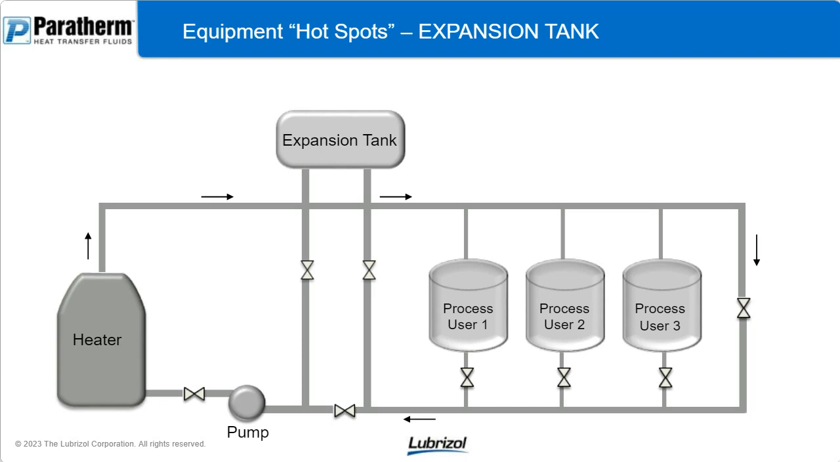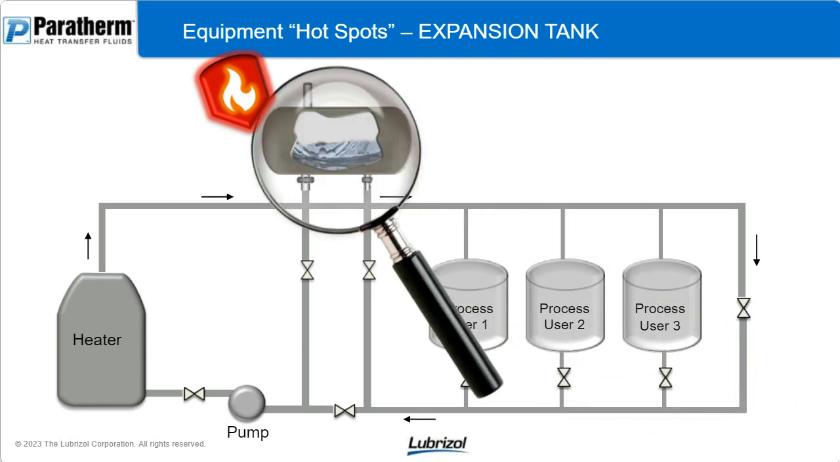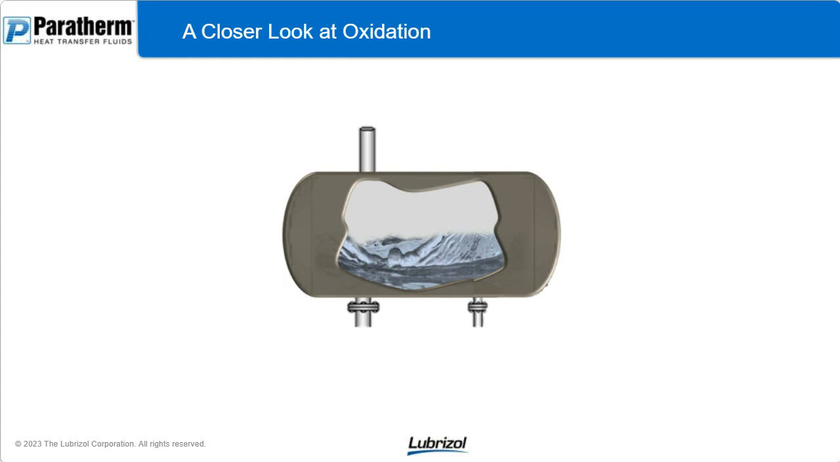Let's look at the expansion tank now. We looked at the heater. The next hotspot is going to be the expansion tank. Let's look a little closer at that. Inside of that expansion tank, let's look at oxidation. This is a big problem. Fluids break down by fouling or overheating or cracking inside the heater. The other way they break down is by oxidation. What is oxidation? Well, oxidation happens inside of the expansion tank in most traditional systems, and that's because it's exposed to oxygen inside the tank.